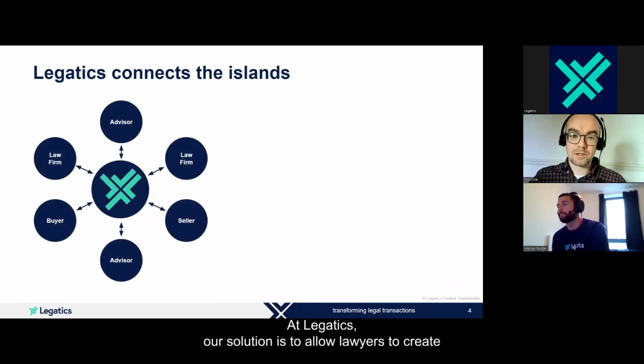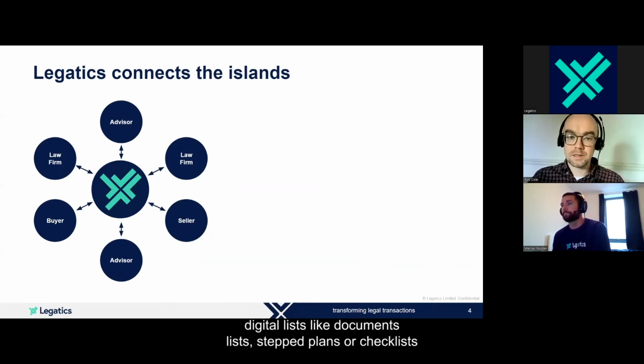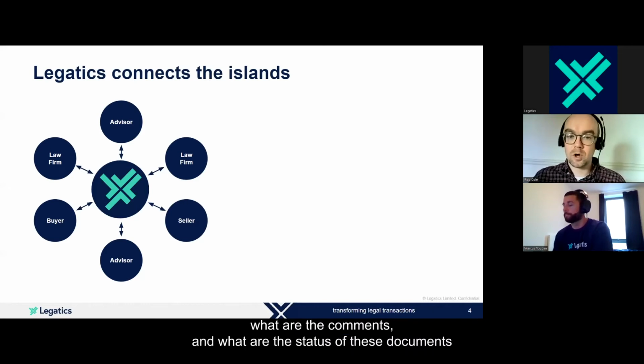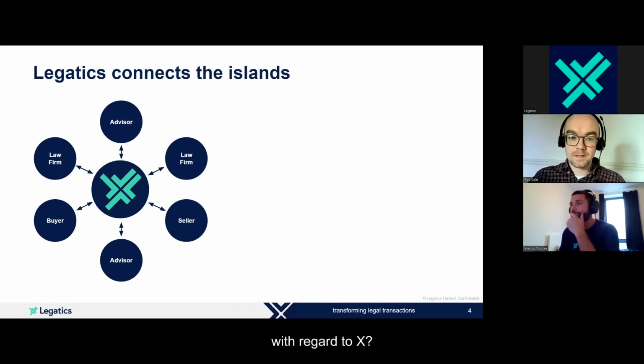At Legatics, our solution is to allow lawyers to create digital lists like document lists, step plans, or checklists that act as a central source of truth so that everyone can upload documents, exchange versions of documents, see who needs to sign, what the comments are, and what the status of these documents is. With Legatics, it is actually much more than just a digital list.